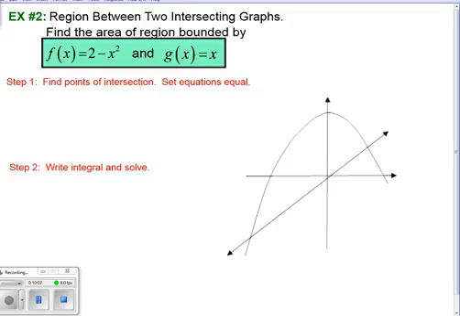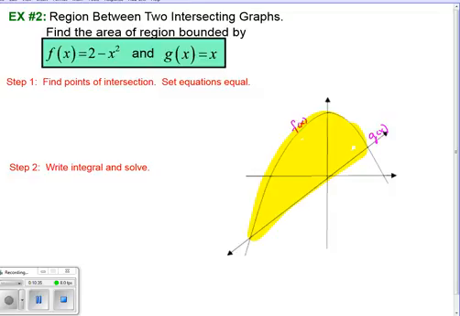We want the region between the two intersecting graphs. Find the area of the region bounded by 2 minus x squared, and they called that f of x. Well, that's my quadratic, so that's this guy. And then the other one is just y equals x, so this is our g of x function. We want the area between the curves, so we're looking for this region between here.